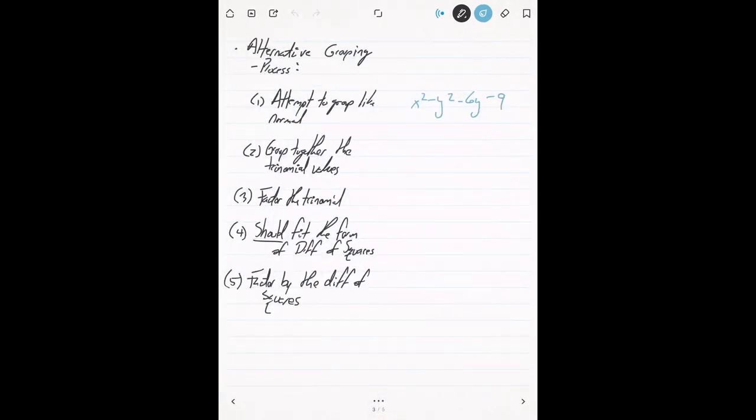When it comes to the alternative form of grouping, we're going to use this after we first attempt to group like normal. Most cases, you can factor four-term polynomials by standard grouping. But if that doesn't work, we need to re-examine the problem here. We need to see, is there another form embedded in this problem?